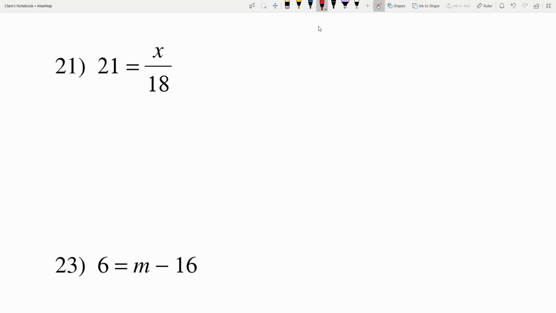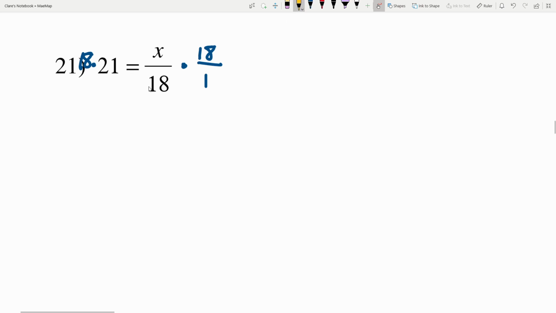Now, moving on to number 21, in order to isolate that x, right now you can see that it's divided by an 18, and in order to cancel that, I'm going to need to multiply by an 18. Or, since this is a fraction, I'll do that as 18 over 1. But remember, 18 over 1 is the same thing as multiplying by 18. So on my left-hand side, because I don't have that fraction, I'll just multiply by 18.